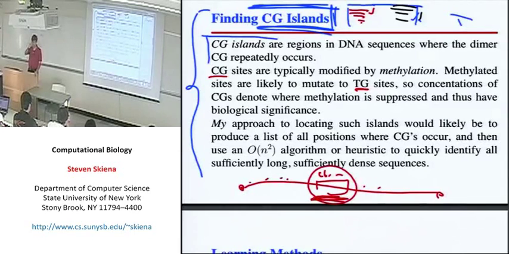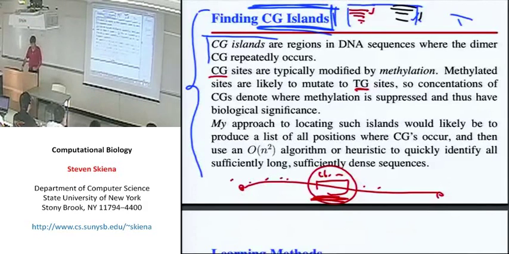So for now, let's just say we want to detect these things that are called CG islands. Our goal is, given as input a genome, to identify the boundaries of what are most likely to be CG-enriched regions, CG islands. Any questions?